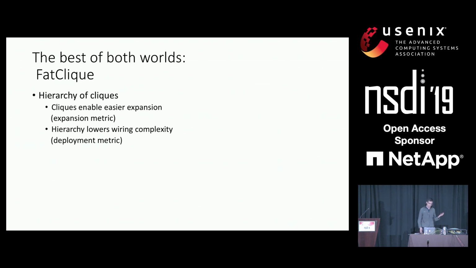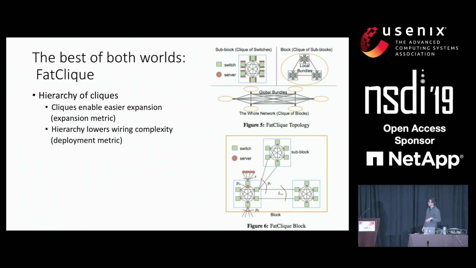The clique idea is basically a bunch of nodes that are all connected to each other, similar to the random graph idea from Jellyfish. And that gives you the ability to expand. But they also have this hierarchy which lowers wiring complexity. So they have a clique of switches, and then a clique of sub blocks, and then a clique of blocks. So there are basically cliques at every level, and these are connected hierarchically.